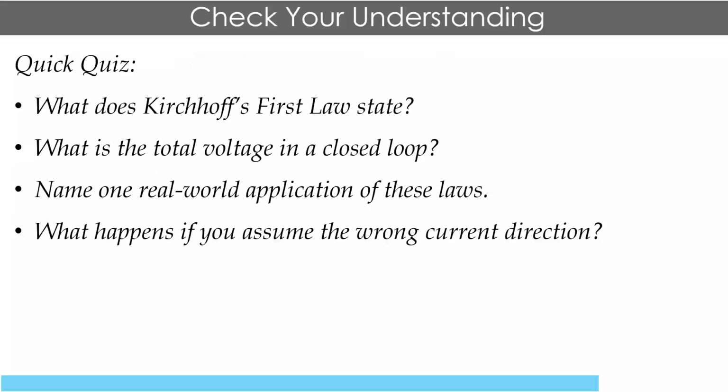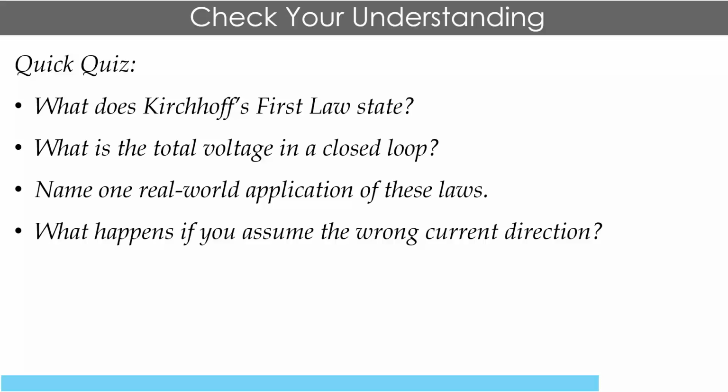So I would like us to now check our understanding so far with what we've learned. What does Kirchhoff's first law state? Remember, Kirchhoff's first law is Kirchhoff's current law, which states that the algebraic sum of current in a node or junction is equal to 0, meaning that the sum of current entering a node is equal to the sum of current leaving it. That's Kirchhoff's first law.